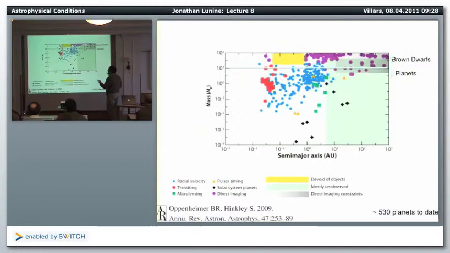The radial velocity technique is relatively agnostic to semi-major axis, but not completely. There is a weak decline in sensitivity here associated with the length of time that is available to make these observations. And then, of course, there's a pretty hard cutoff here. Astrometry, there are no detections as of yet that have been confirmed. There have been some false alarms.